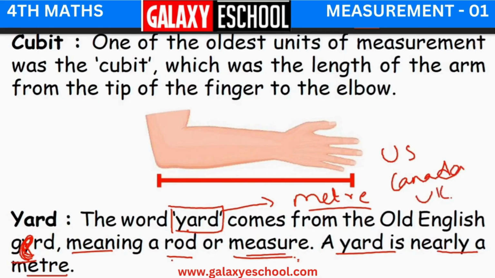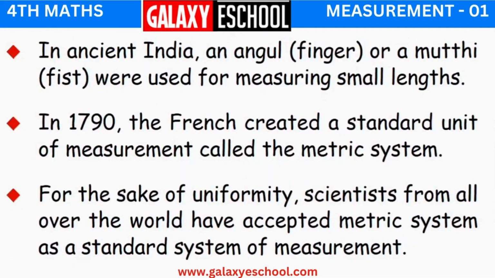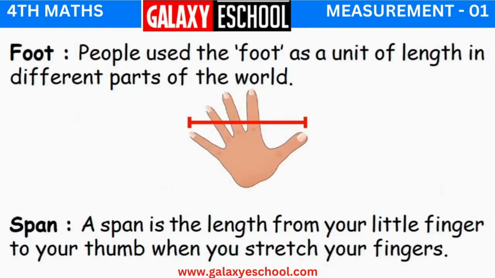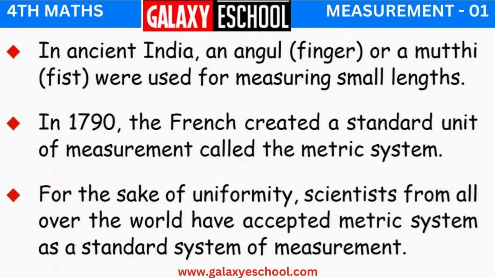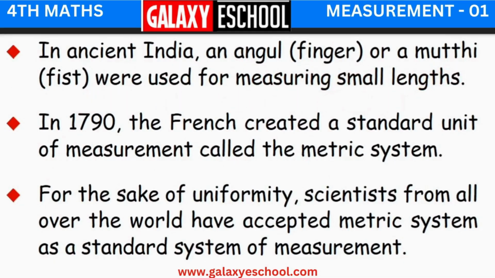Okay children? Now these are the different ancient measurements used. What were they? Foot. Yes, foot. Then we have span. After that we have cubit, and then we have yard. Now in ancient India, an angle, finger or muthi, fist were used for measuring small lengths. If we have very small lengths, to measure those lengths in ancient India, that is in our country, we used angle and muthi. Angle means finger children. See, 1 finger. So the length of 1 finger, or else muthi.